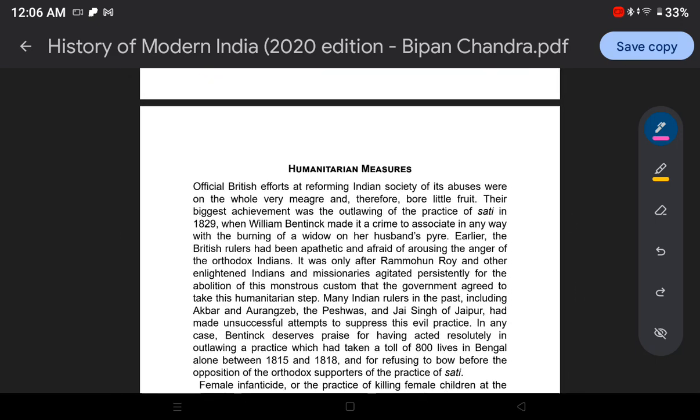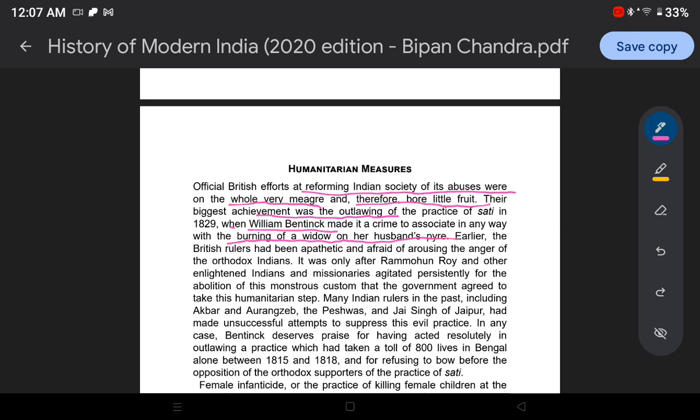Then, humanitarian measures. Official British efforts at reforming Indian society of its abuses were on the whole very meager and therefore bore little fruit. Their biggest achievement was the outlawing of the practice of sati in 1829, when William Bentinck made it a crime to associate in any way with the burning of a widow on her husband's pyre.